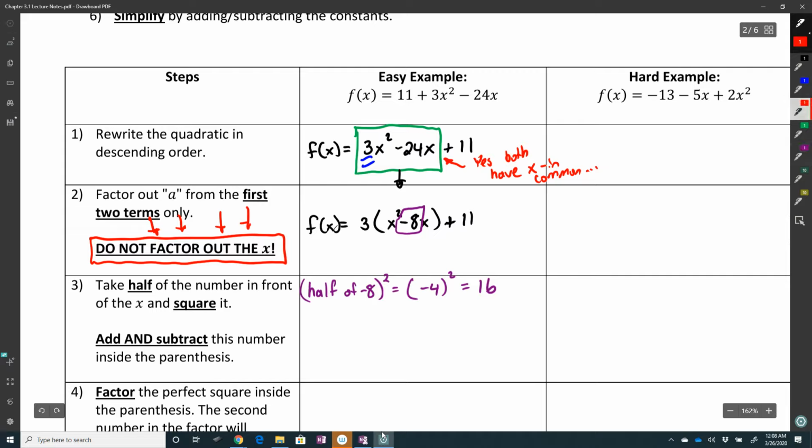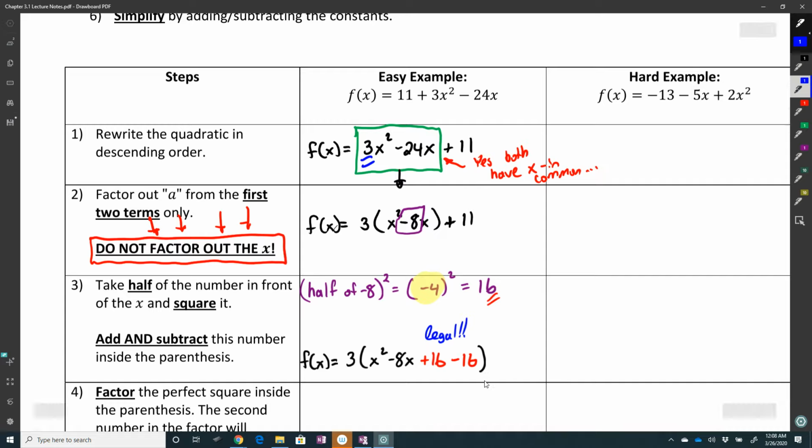Okay? Now, keep an eye out on this number. It's going to come in handy. But we're going to keep this 16. This 16 is our special number because what we're going to do is I have f of x equals 3 x squared minus 8x. What I'm going to do is I'm going to add the 16 and I'm going to subtract the 16. So notice that this is legal. It's legal because 16 minus 16 is 0. So we didn't really change the problem in any way. So I got that, and then there's the plus 11 on the outside.